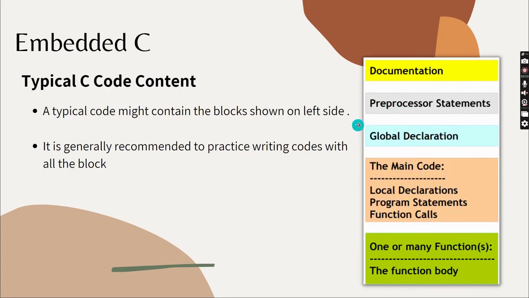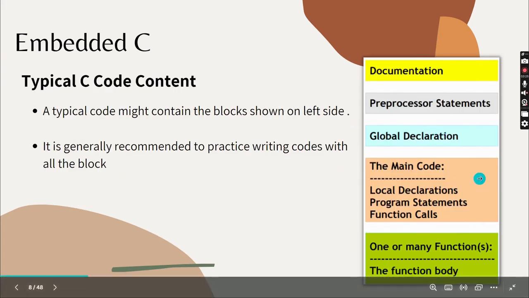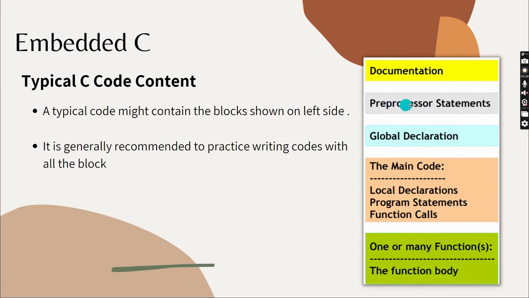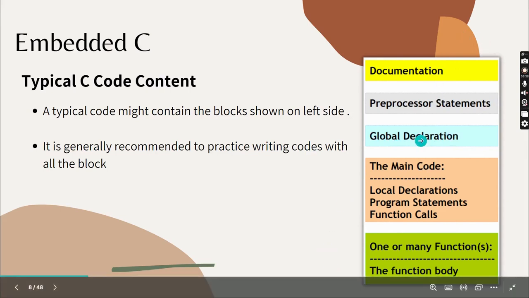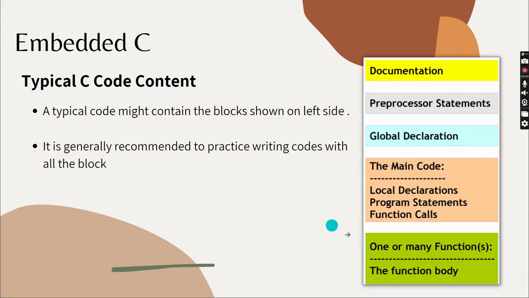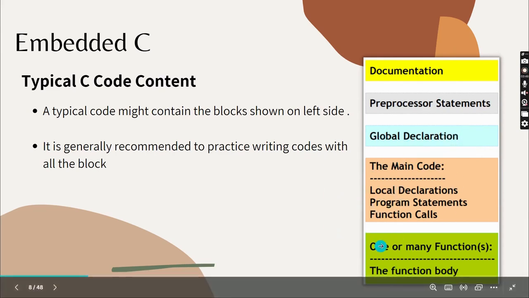This is basically the structure of the C language, like what we write in our C code. First documentation, then preprocessor statements, then global declarations. Here we declare all the global variables which are used in the entire code, and then the main function. When our compiler reads our code, it first comes to main and then moves further, and last there are functions.